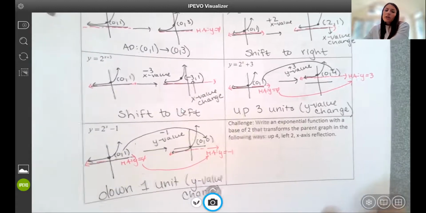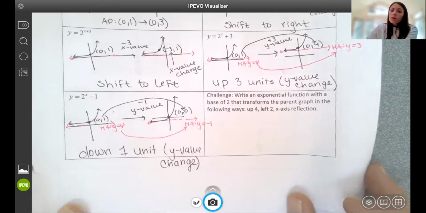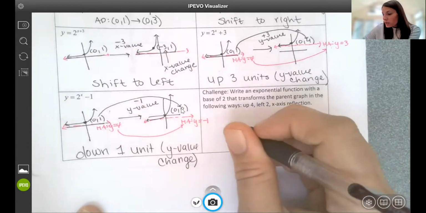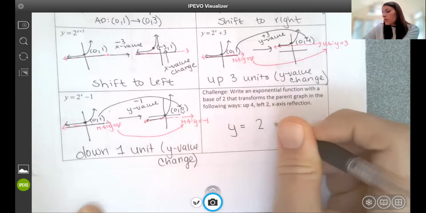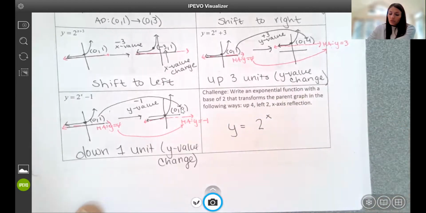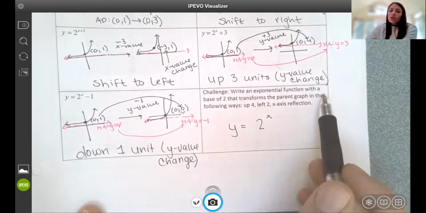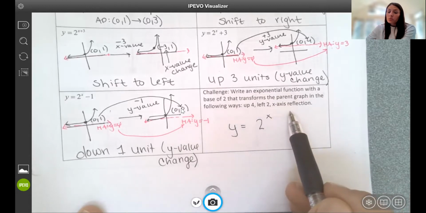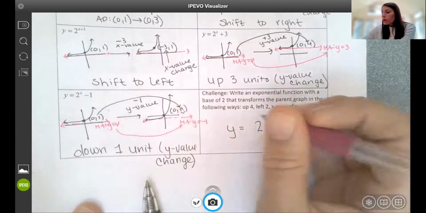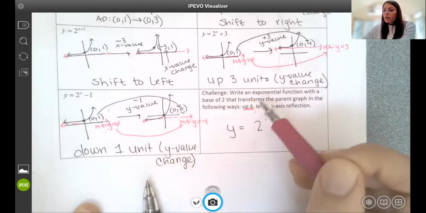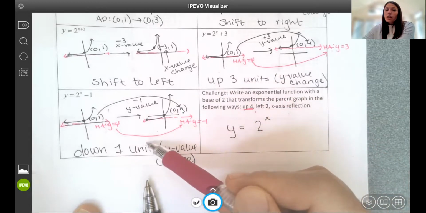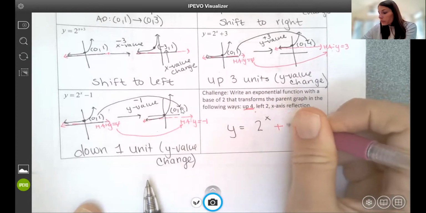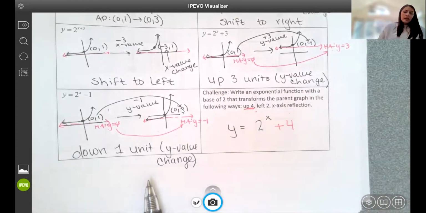Okay, so now let's put this all together. We want to write an exponential function with a base of 2 that transforms the parent graph. So let me just write y equals 2 to the x. There's our parent function. We want to transform it in the following ways: up 4, left 2, x-axis reflection. Let's start with the up 4. If I want to go up 4, that's the transformation we just looked at. So shifting this graph up 4 means I'd be adding 4 outside of my exponent at the tail end of that function.